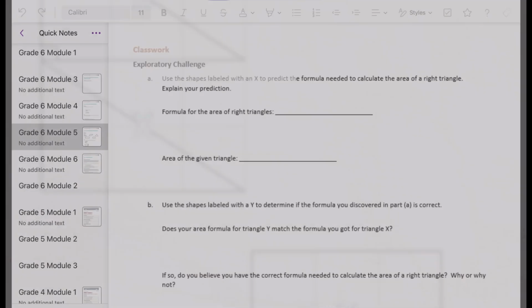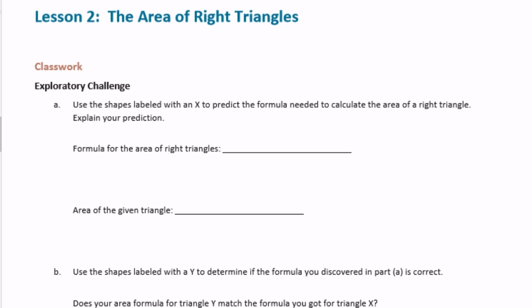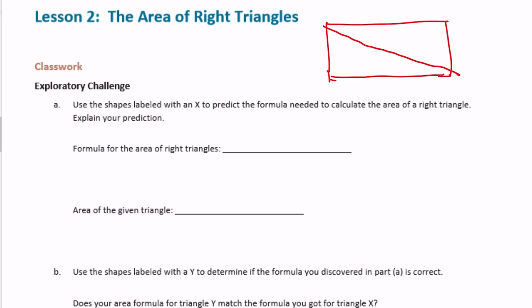For example, I couldn't write on that, but I can draw on here. So maybe this will make more sense. We had a rectangle, and it's split in half. It's not a very straight line, but that's okay. So here we have a right triangle. What makes it a right triangle is it has a right angle.